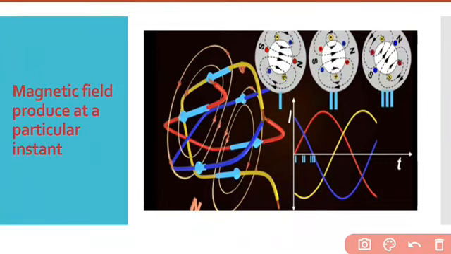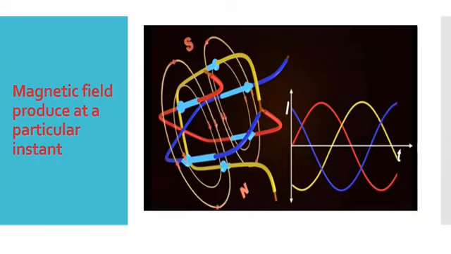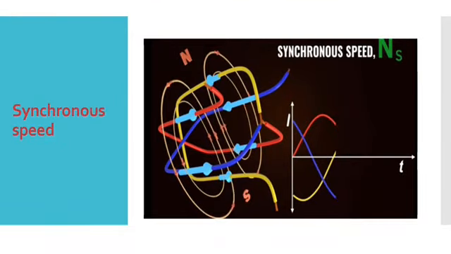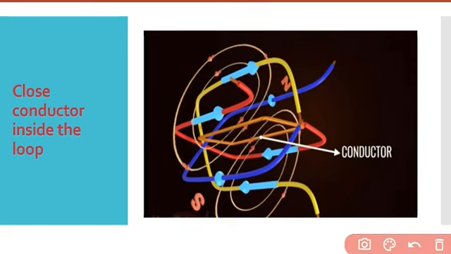The synchronous speed phenomenon we will understand over here. You can see at the different instances the three-phase current is produced: this is the first phase, the second phase, and the third phase. It is produced when this loop is rotated. This is the closed conductor you consider.